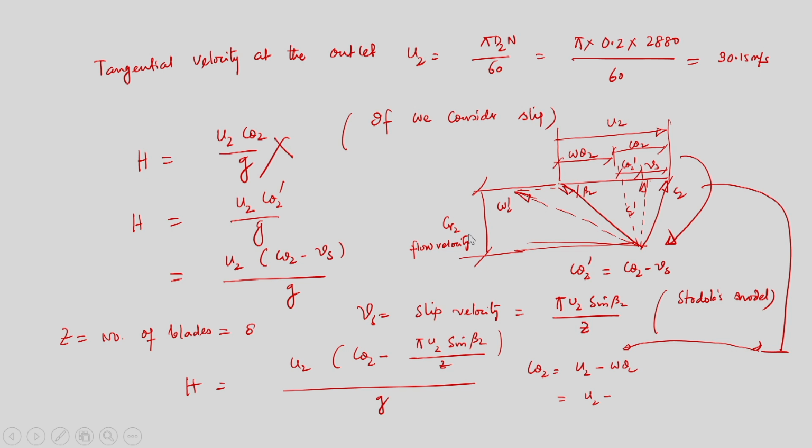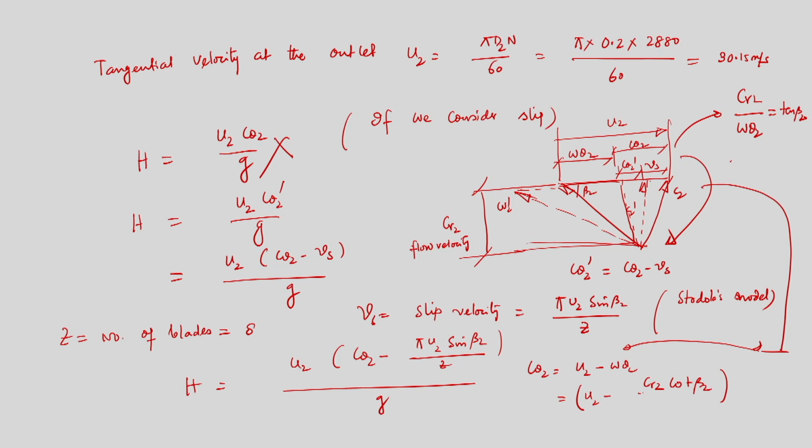So from the velocity triangle I can write w theta 2 equal to CR2, and this will be CR2, so w theta 2 by CR2 is equal to cot beta 2. So it would be this by this, that is CR2 by w theta 2 is equal to tan beta 2. So from this triangle, w theta 2 is equal to CR2 by tan beta 2, that is CR2 cot beta 2.